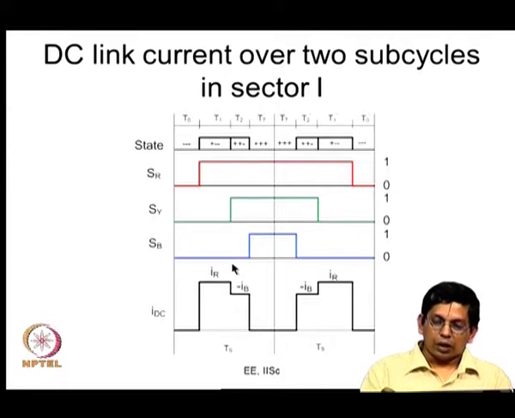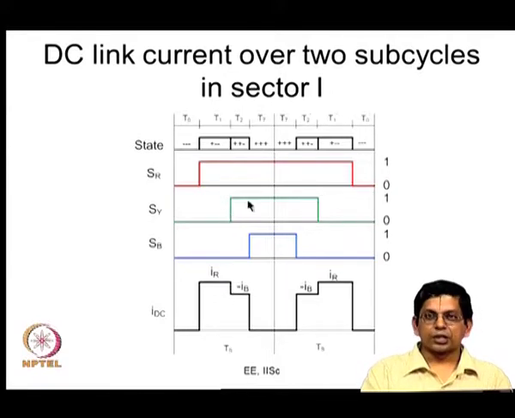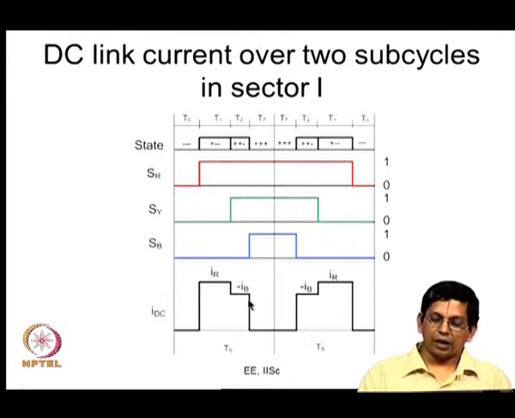Now, what happens when SY switches up? SR is already high, SY has also become high, SB continues to be low. In this interval, it is SRIR plus SYIY, and SB is 0. So, SRIR plus SYIY is simply IR plus IY, and it is a 3 wire load. It is a 3 wire load. Therefore, IR plus IY plus IB is equal to 0, or IR plus IY is equal to minus IB. So, the current is minus IB.